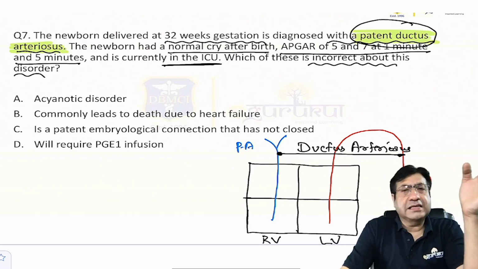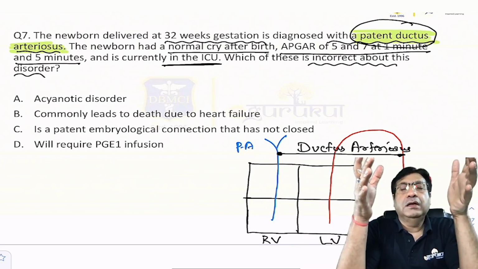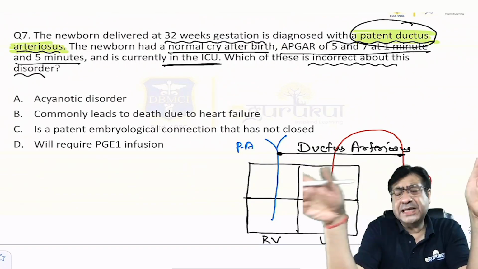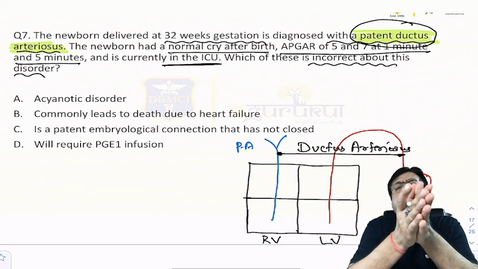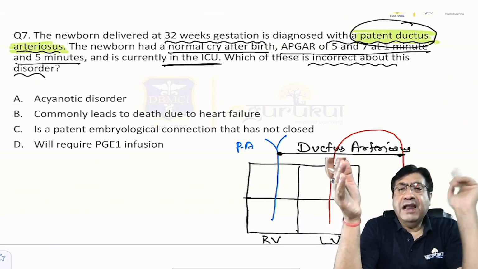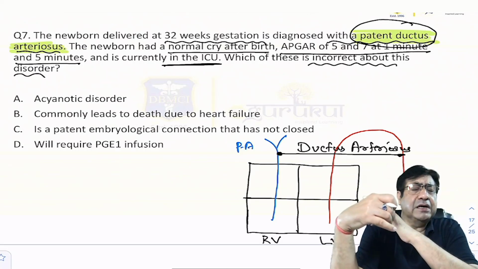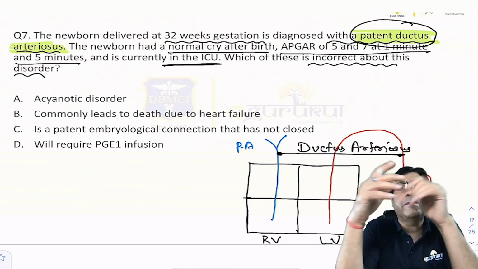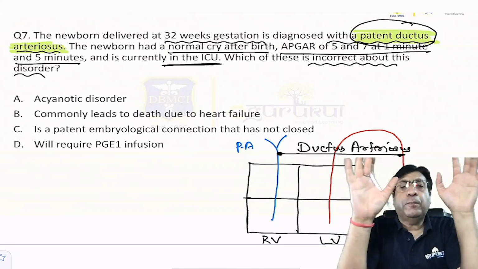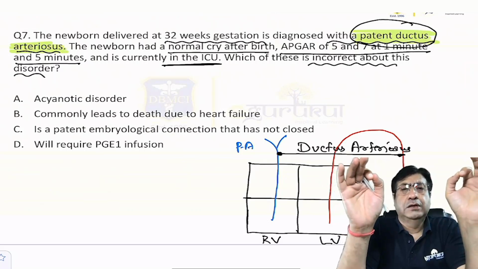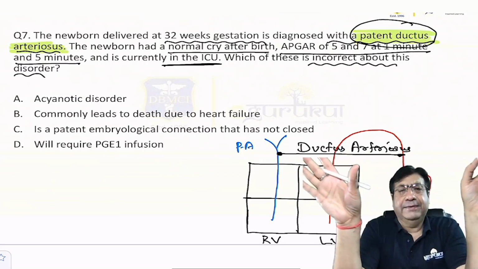Now in my classes, I've described the classification of congenital heart diseases. Acyanotic, cyanotic. In acyanotic, I discussed left to right shunts. And in left to right shunts, along with atrial septal defects, ventricular septal defects, atrioventricular septal defects, I mentioned patent ductus arteriosus. So patent ductus arteriosus is actually an acyanotic disorder. So statement A is correct.